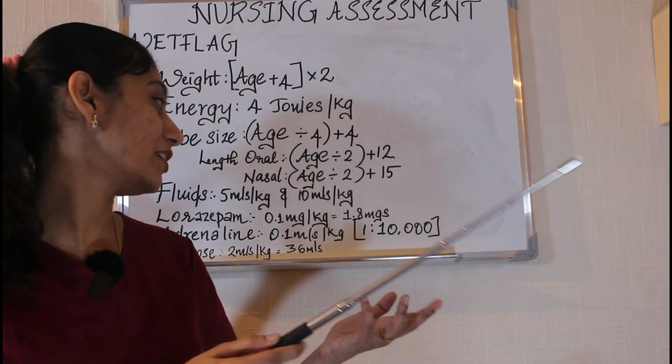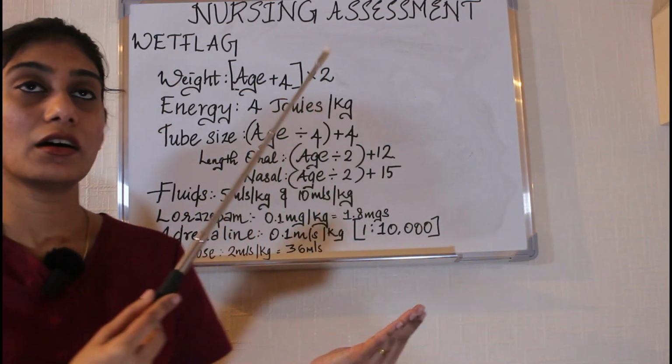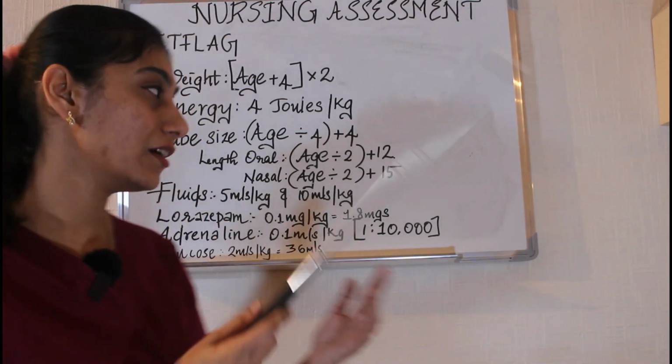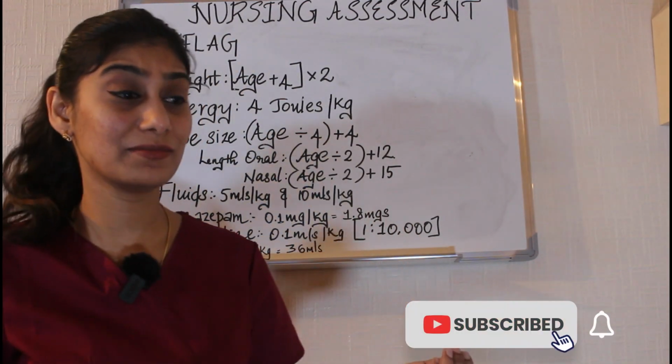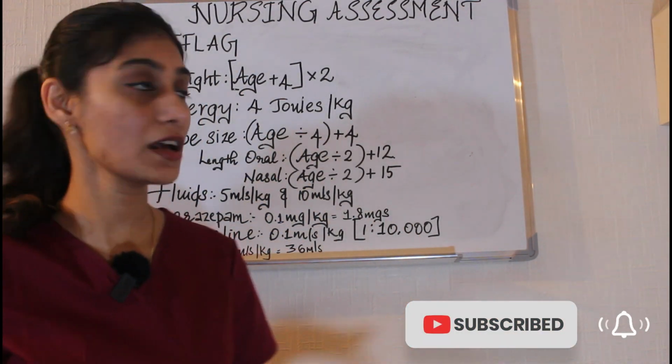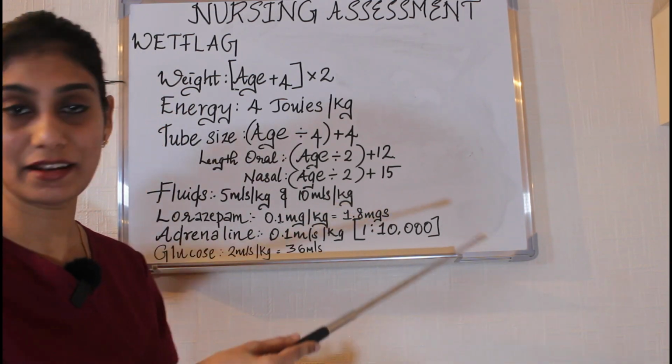I just made a calculation. If it's a 5-year-old, when we do the calculations, we might get 18 kgs. So it's just 1.8 milligrams.